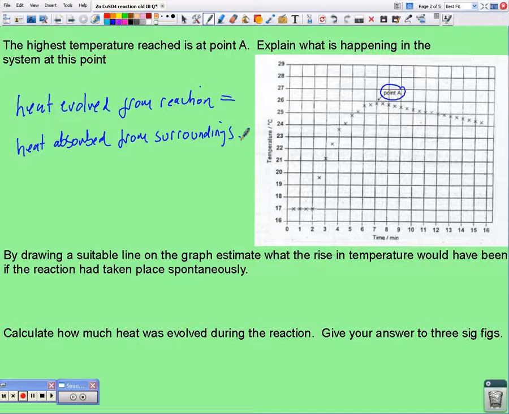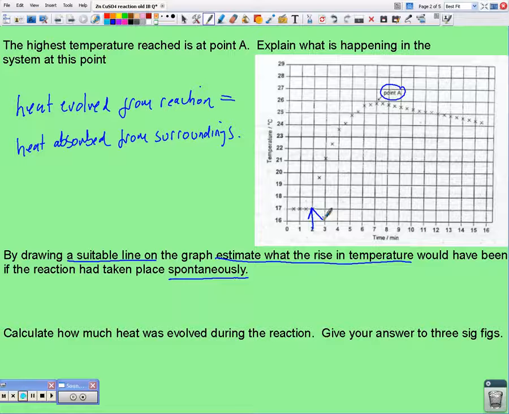Okay, well this time we have to use a ruler to draw a suitable line on the graph that's going to help us estimate what the rise in temperature would have been if the reaction had taken place spontaneously. Spontaneously, in other words, if the reaction had taken place straight away, immediately, then at this point, this is when the reactants were mixed at 2 minutes, if everything had reacted and no heat had been lost to the surroundings, the maximum temperature change should have occurred there.